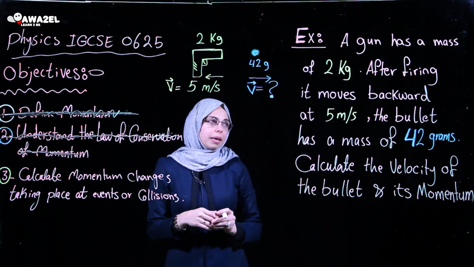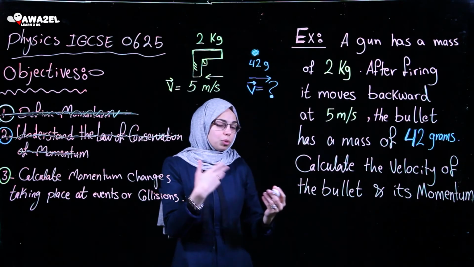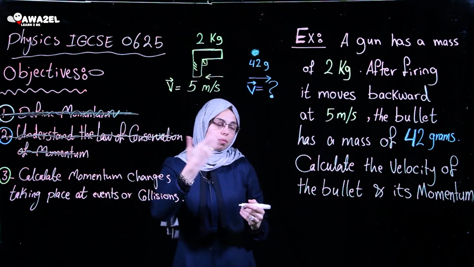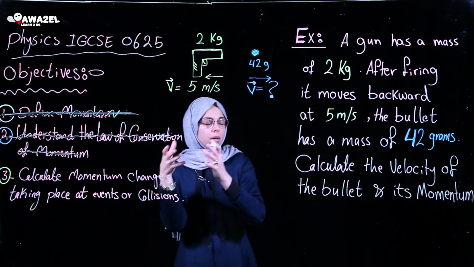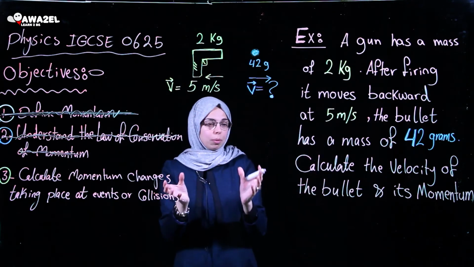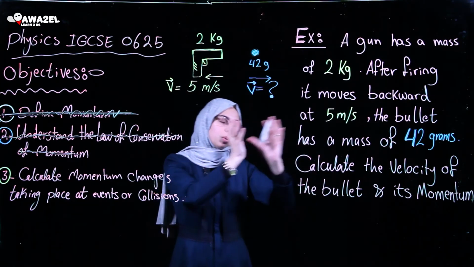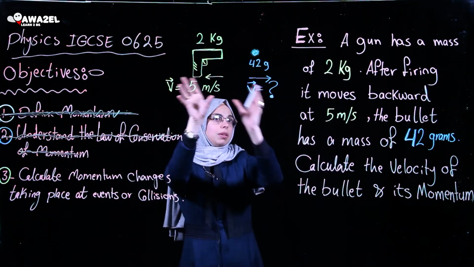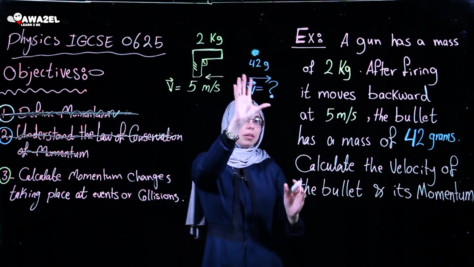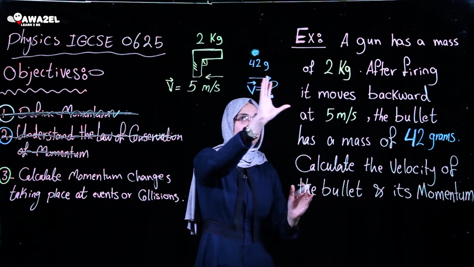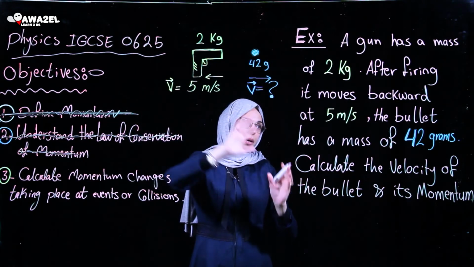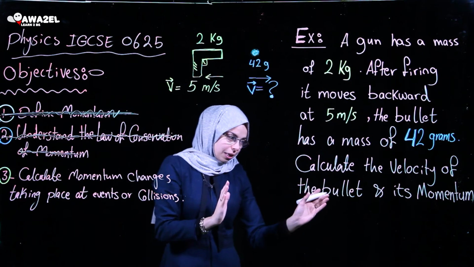Now, I'm talking about a case of after the event, which is after shooting. So, going to the concept of the law of conservation of momentum, the total momentum before collision is 0 and the total momentum of the bullet and the gun after collision equals 0 too. So, the momentum of the bullet has to be equal to the momentum of the gun after the event, but in opposite directions, as we said earlier.